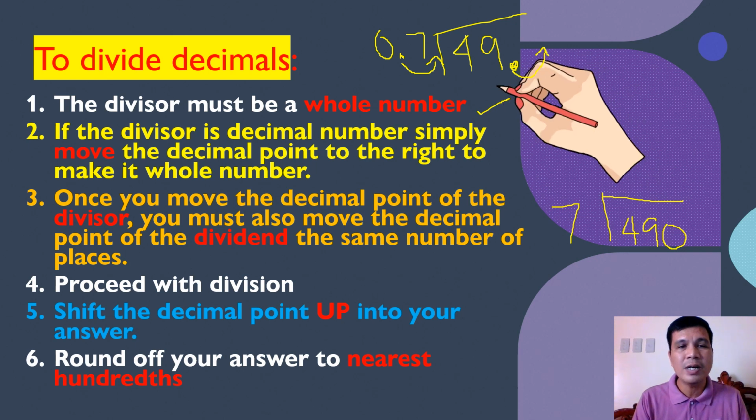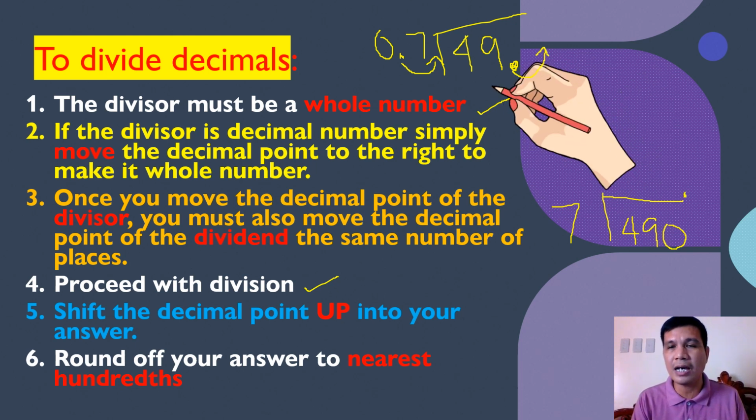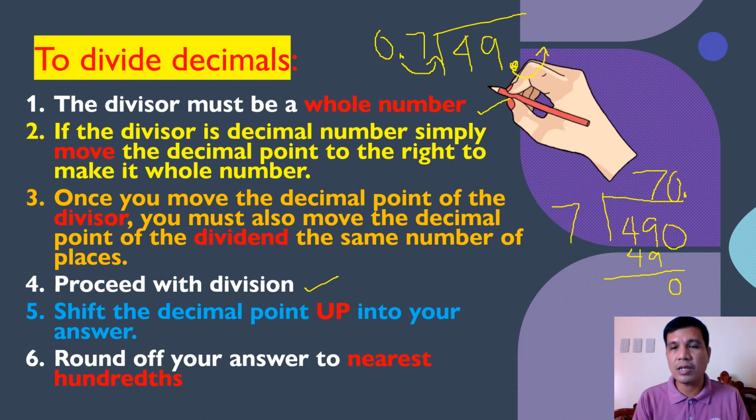Then, number 4, proceed with division and shift the decimal point up into the answer. So, ang decimal point natin nasa dulo. So, nasa dulo pa rin ang decimal point. Then, round off your answer to the nearest hundredths. So, proceed tayo. 49 divided by 7 is 7. 7 times 9 is 49. Next, 49 minus 49 is 0. Bring down 0. 0 divided by 7 is 0. And 0 times 7 is 0.